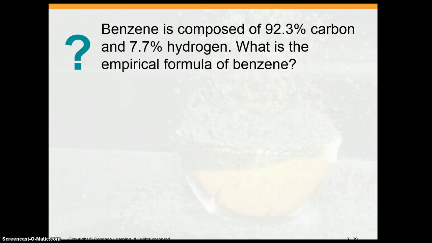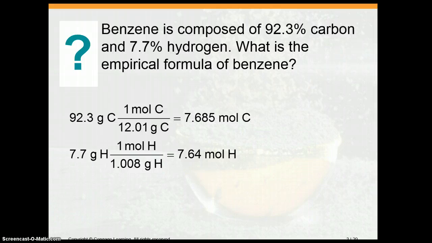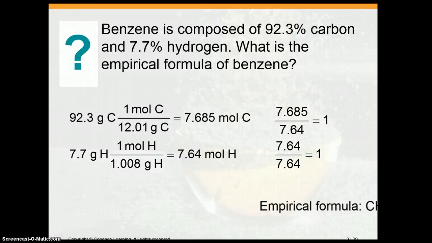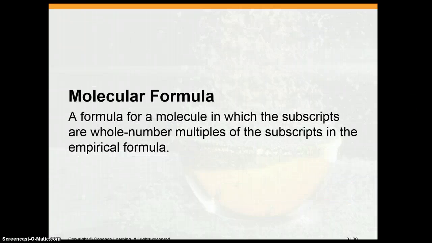So in this one you have 92.3% carbon and 7.7% hydrogen, and I want the empirical formula. I'm going to assume that those percentages are the same as grams and convert each of them to moles. And I find that I have 7.685 moles of carbon and 7.64 moles of hydrogen. In order to determine the formula subscripts, I divide both of these terms by the smaller of the two. And I get approximately 1 for each one. The general rule is if you divide them out and they're within 1/10 of the whole number, you can round it. Otherwise, you've got to multiply to get rid of your fraction. So your empirical formula is just CH.